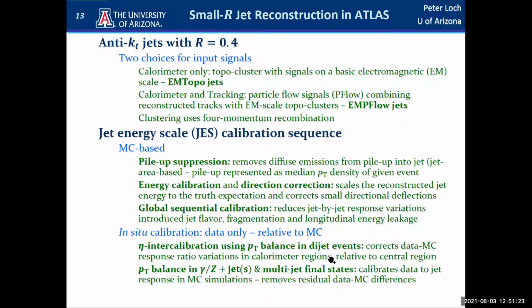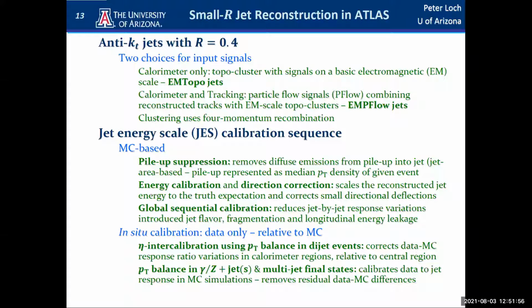The in situ is characterized by two steps, if you want. There's a so-called eta intercalibration. Its name is historic. We really should call it rapidity intercalibration, but I think it's now in our heads as eta intercalibration. This corrects for some differences in the data and Monte Carlo response as a function of the direction in the calorimeter, and it does it with respect to what happens in the central region.